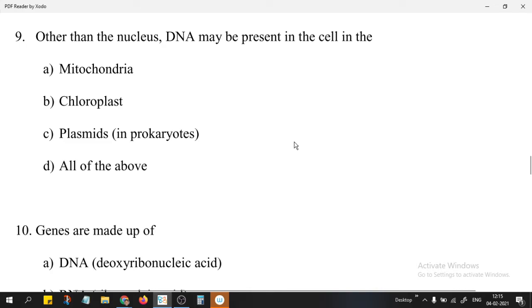Other than the nucleus, DNA may be present in the cell in? Mitochondria. All of the above. Mitochondria also, chloroplast also, and in the prokaryotes it can be present in the plasmids. So the mitochondria in eukaryotes, chloroplast particularly in plants, and plasmids in prokaryotes all have DNA in addition to the regular nucleus of the eukaryotic cell.